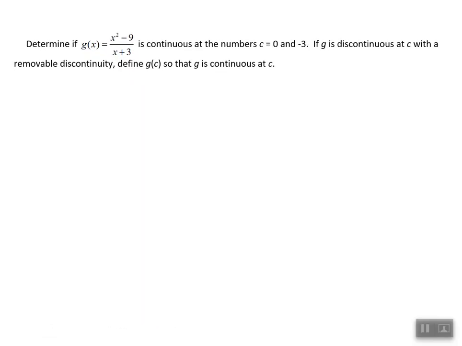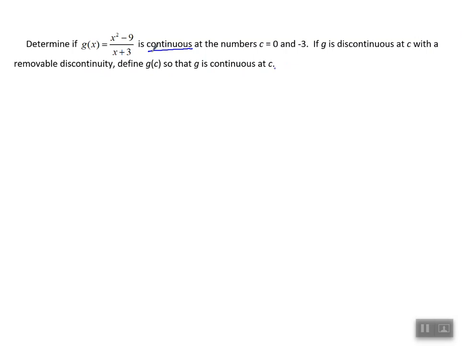Next example. Determine if g of x equals the rational function x squared minus 9 divided by x plus 3 is continuous at the numbers c equals 0 and -3. If g is discontinuous at c with a removable discontinuity, define g of c so that g is continuous at c.